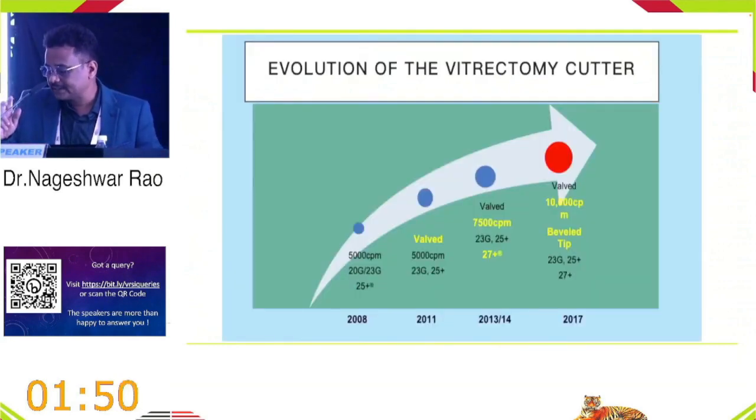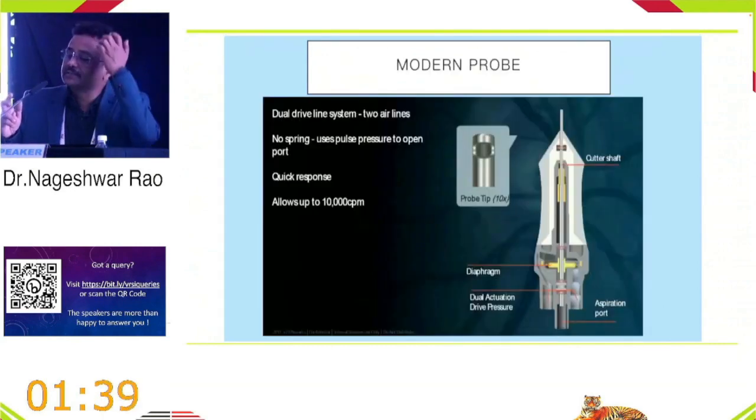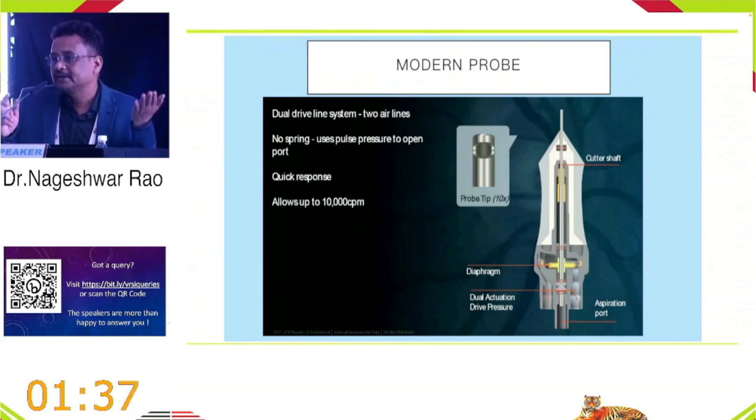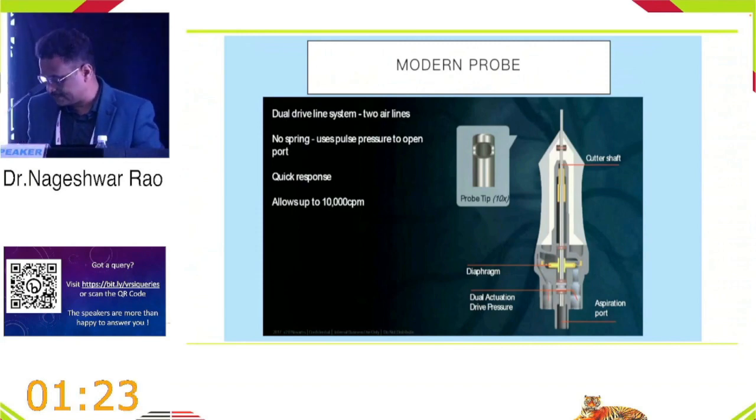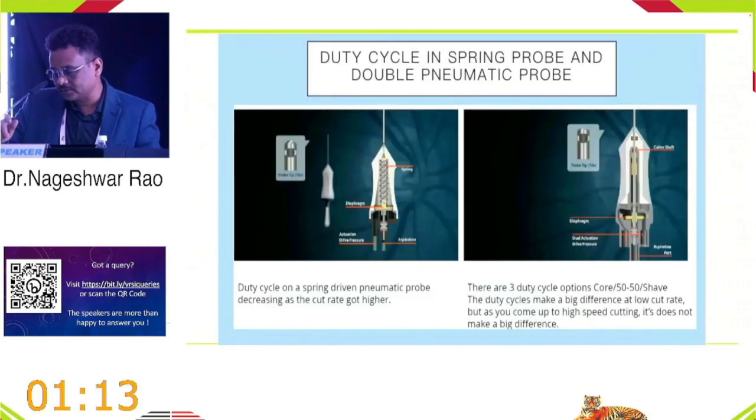And the evolution of the cutters is measured nowadays, we cut with very thin cutters with high suction, and the dual pneumatic system in the Constellation machine is a great advantage in contrast to the spring driven cutters, where the duty cycle of the port remains closed most of the time. With the cut rate increase, the port will remain closed in the earlier cutters, but nowadays it is a major advantage. And with this cutting bevel tip, you can go very close to the retina and cut. There is less chance of incarcerating or cutting the retina.